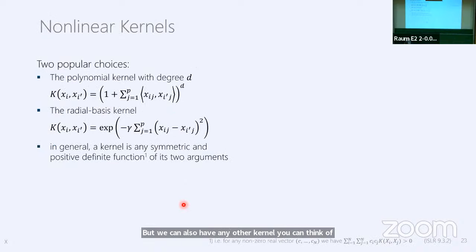So, for example, one popular choice is the polynomial kernel of degree d. So now the similarity between x i and x i prime is measured in terms of this function. Or we can also have the radial basis kernel. And here the radial basis kernel is e to the negative similarity, so the Euclidean distance scaled by some gamma. What does this remind you of? We've talked about something similar before. Right, this is the Gaussian, but where have we seen this kind of idea of measuring similarities and then putting them through a function to qualify the similarities?